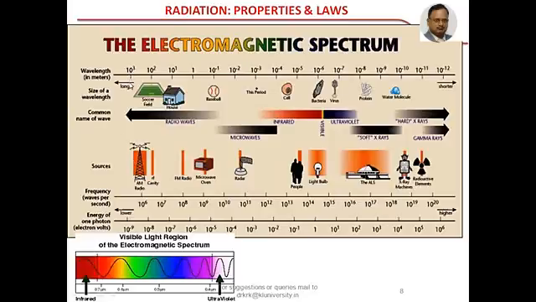out of 10 to the power minus 3 to 10 to the power plus 6 micrometers wavelength, only 0.4 to 0.7 micrometer wavelength waves are visible to our naked eye. You can see that out of the entire long band, the visible rays fall only in this small range.